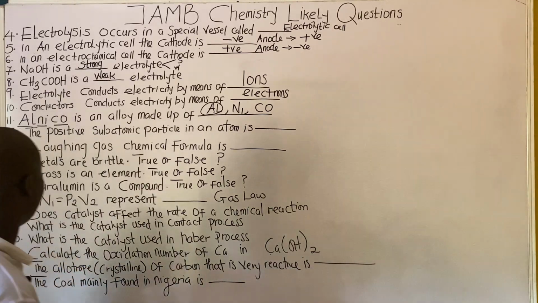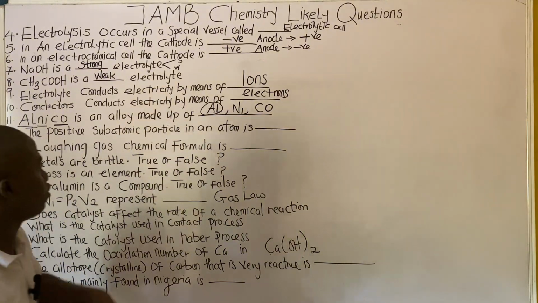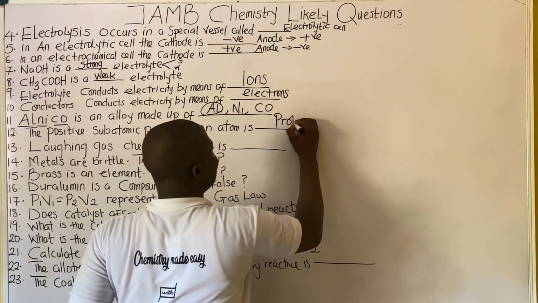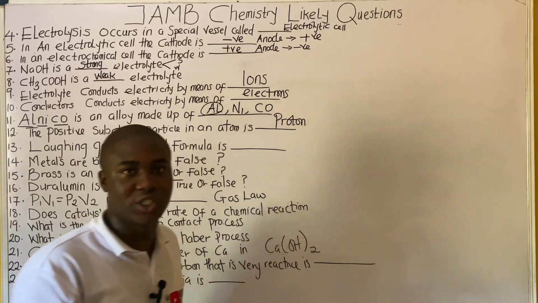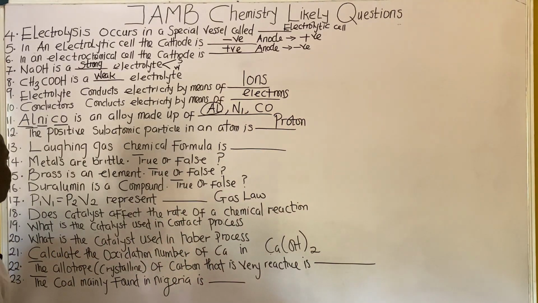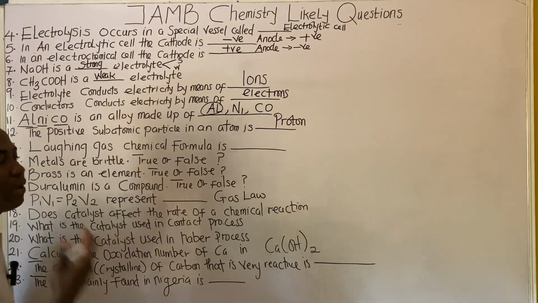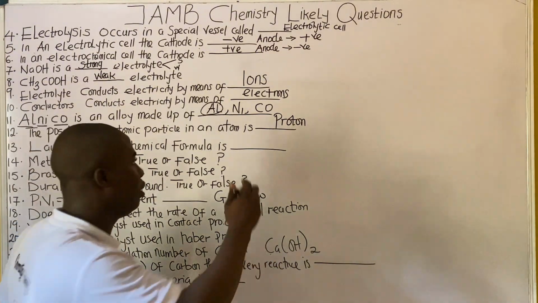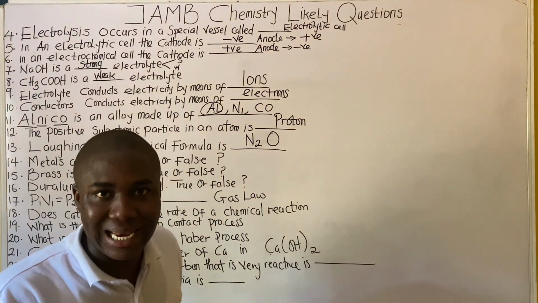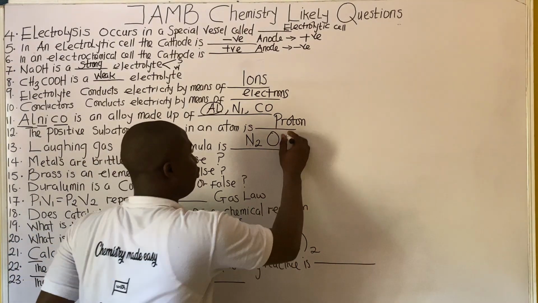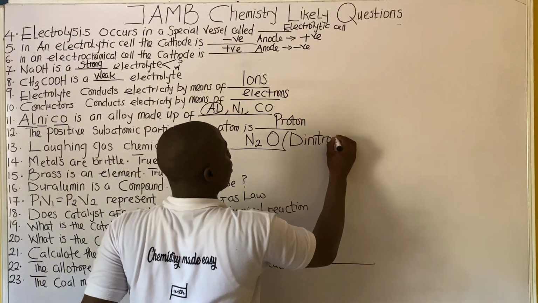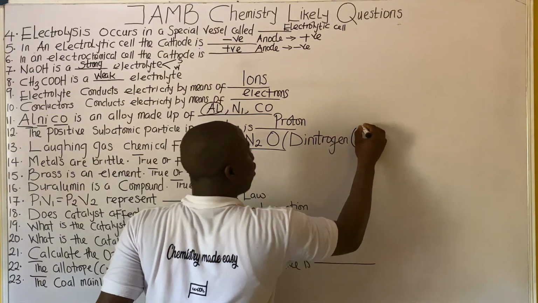Let's get straight into the next question. It says the positive subatomic particle in an atom is simply called the proton. Proton is the subatomic particle that has a positive charge. Electrons are negative, neutrons are neutral. Next question: laughing gas chemical formula is very simple. It is simply N2O, which is dinitrogen 1 oxide. It is pronounced dinitrogen, 1 oxide.